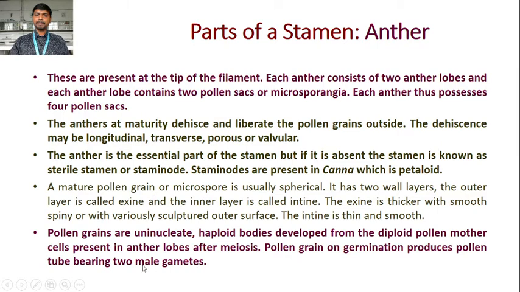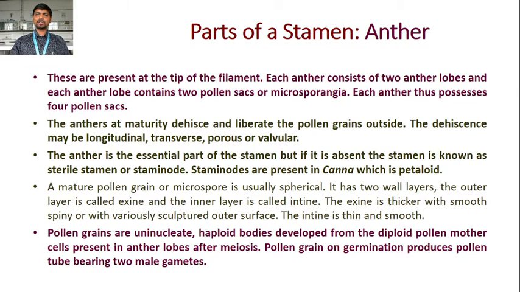So this is the male reproductive structure of the flower, where the pollen grain germinates and forms the pollen tube, and inside the pollen tube it bears the two male gametes. So this is about the anther. The anther is present at the top of the filament.